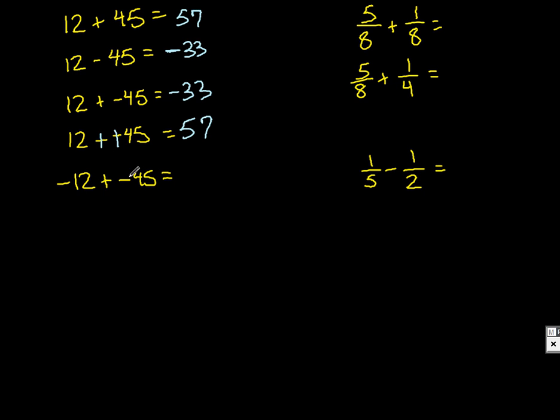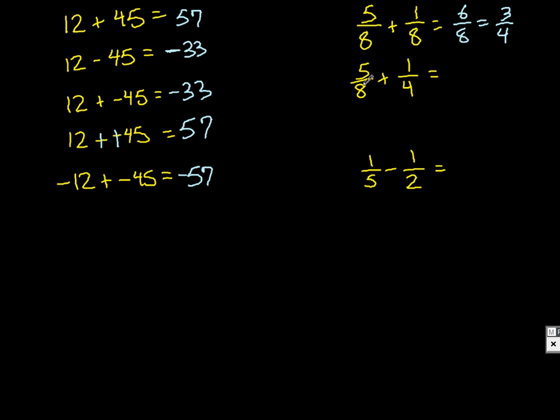And if both of them are negative, it's like I owe $12. Now I owe another $45. That means now I owe 57 total dollars. When I do fractions, if my denominator is the same, then I can add them together. 5/8 and 1/8 is 6/8. I can reduce that, dividing both the top and bottom by 2 to get 3/4.